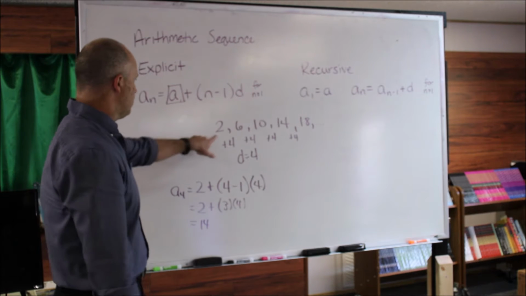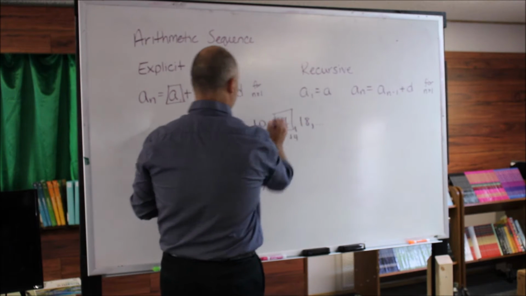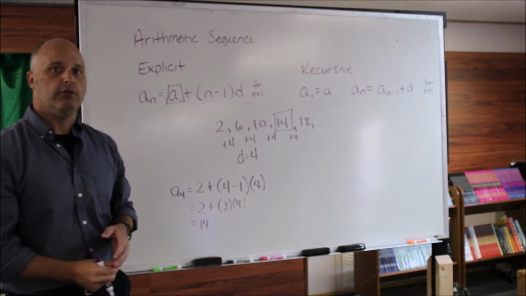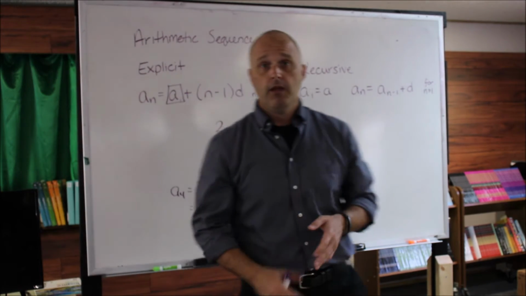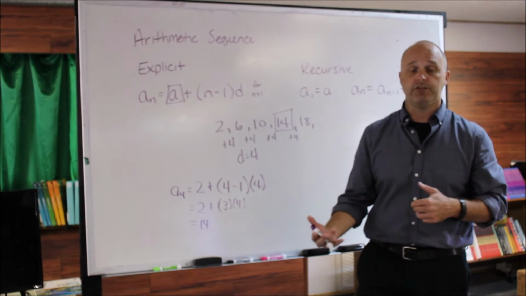So let's take a look. First term, second term, third term, fourth term. The fourth term is 14, and that is what we got using our explicit formula. So this is how you can end up finding basically any term in a given sequence.